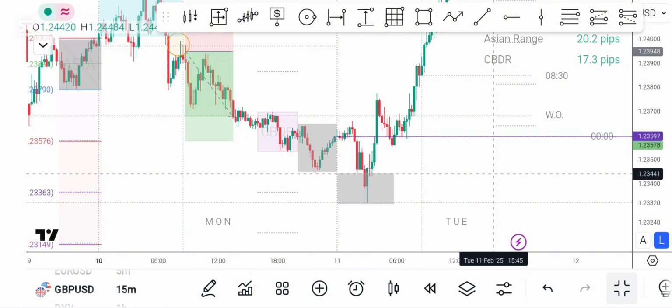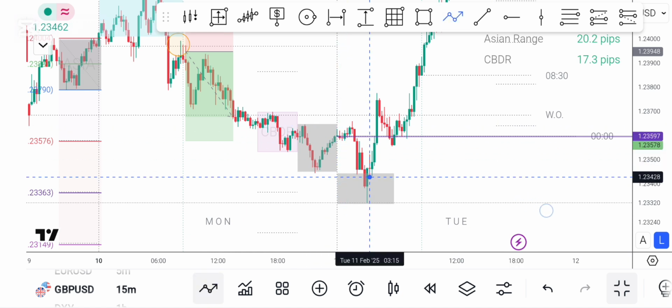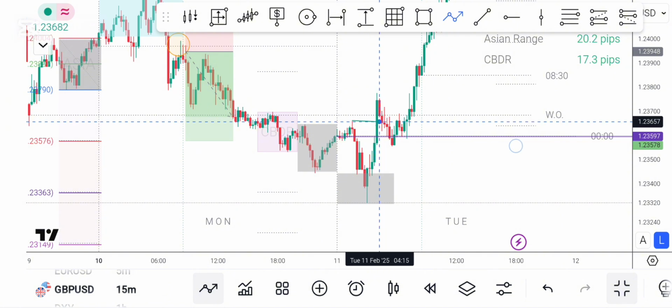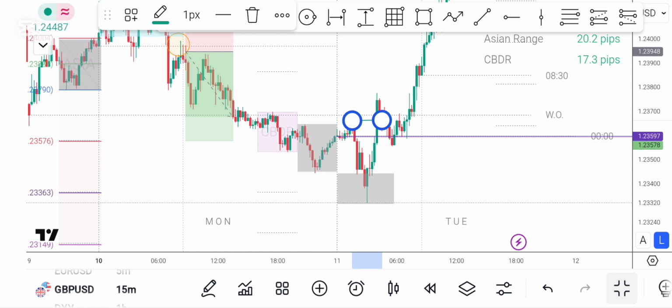The moment price took liquidity below the Asian session, which is sell side liquidity, what happened? We saw a market structure shift over here aggressively. This is a market structure shift, or a change of character. It depends. You can use market structure shift, you can use change of character. It's all the same thing.